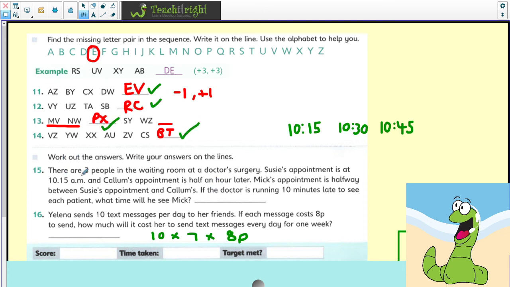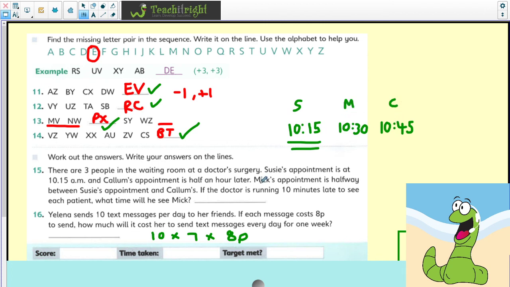Let's have a look at the next word problems that we've got here. There are 3 people in the waiting room at a doctor's surgery. Susie's appointment is at 10:15. So I've just written 10:15 down there. Callum's appointment is half an hour later. So what you might like to do is just do a little code here so we know who we're dealing with. Callum's appointment is half an hour later. So in actual fact, Callum's will be at 10:45.